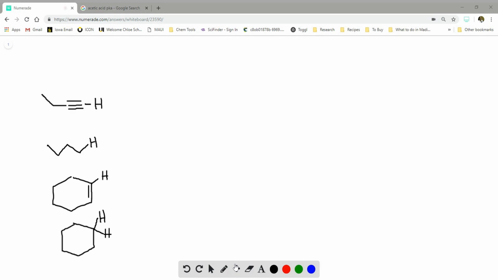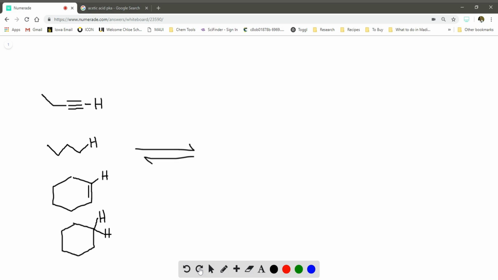Here's our 4 compounds with their bond structure. And we need to determine, between the first 2 and the last 2, which of these 2 is more acidic and which of these 2 is more acidic. So we can determine this by looking at the stability of the conjugate base. So if we deprotonate all these, let's draw the conjugate base.